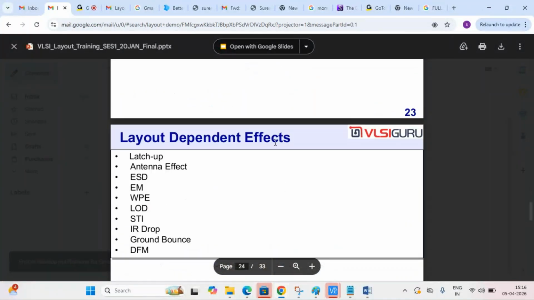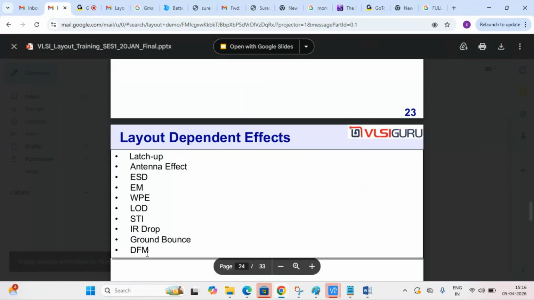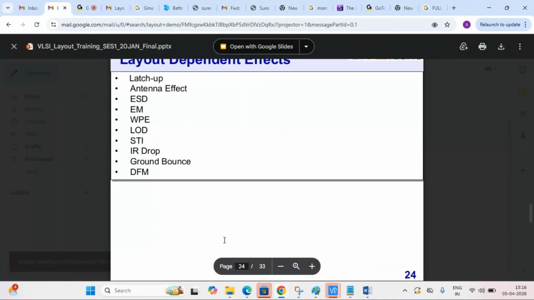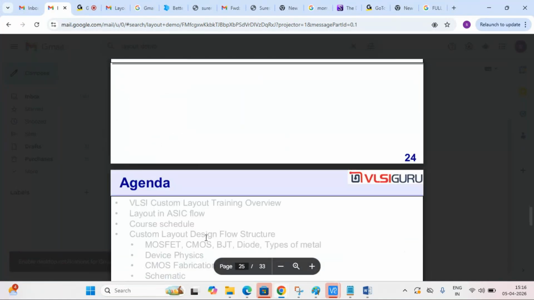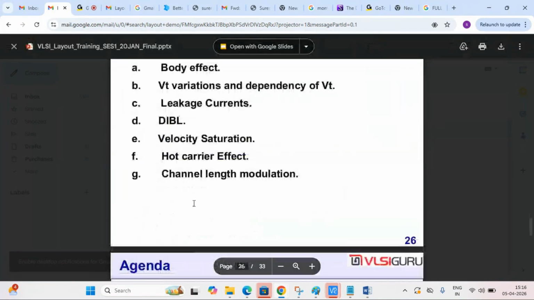Layout definition effect. So, some new concepts only related to layout: latch-up, antenna, electrostatic discharge, electromigration, proximity effect, length of diffusion, shallow trench, IR drop, ground bounce, DFM. These are layout topics you might not have studied before, and some second order effects.